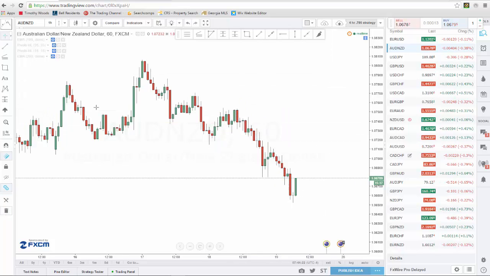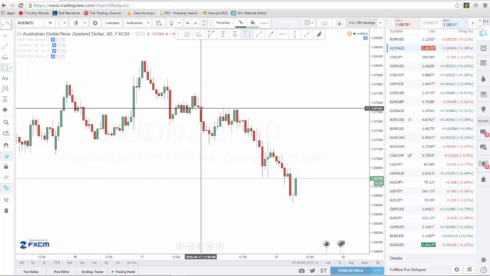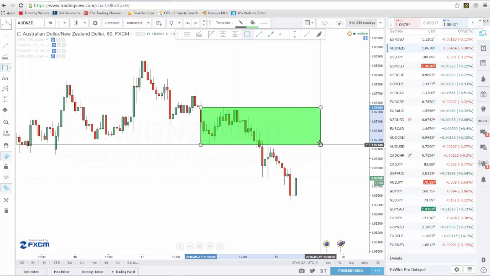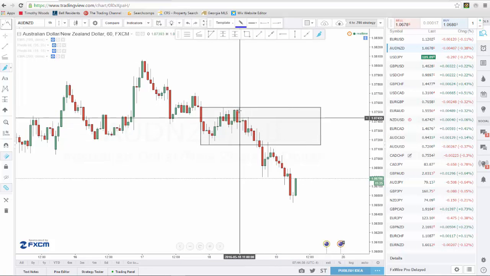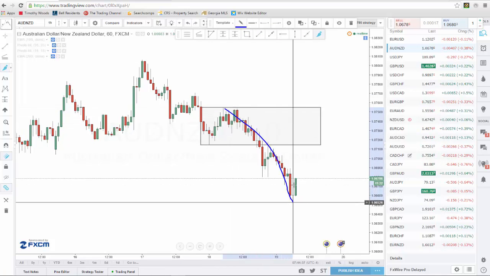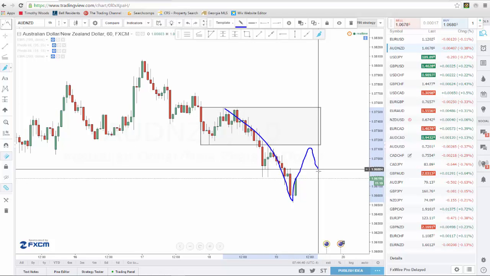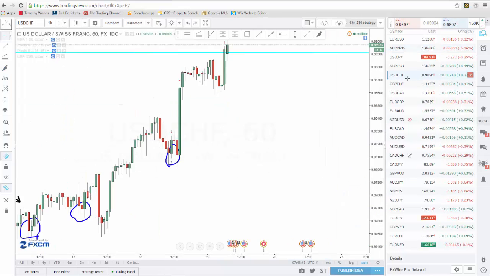Now on this pair, the only thing we would be waiting for is a retest up here, or of course, like we just discussed, a structure level to be made and then to be retested.